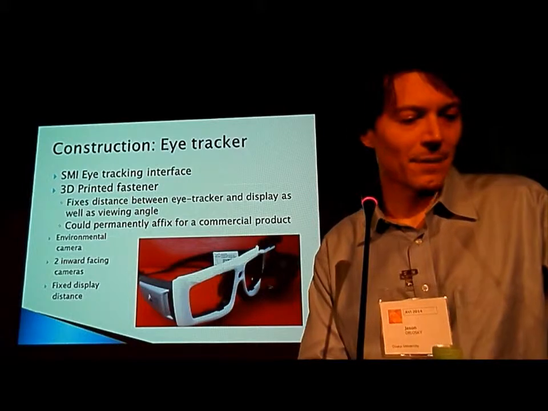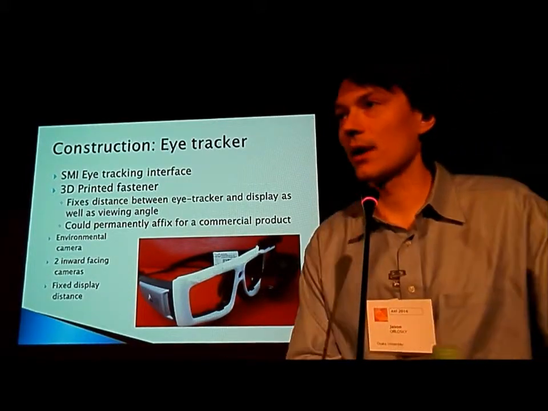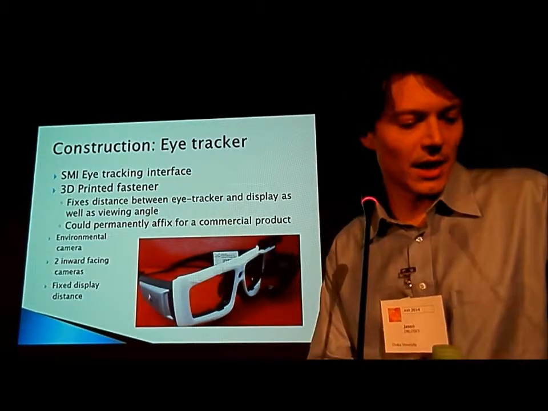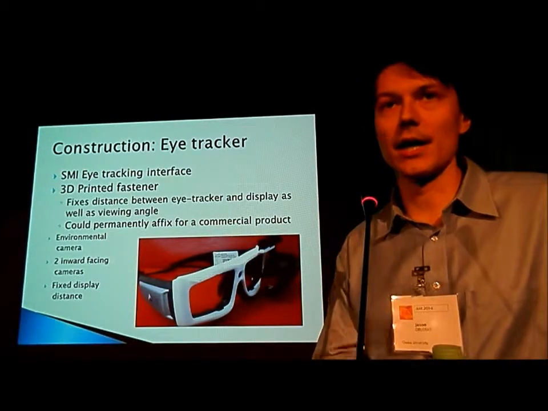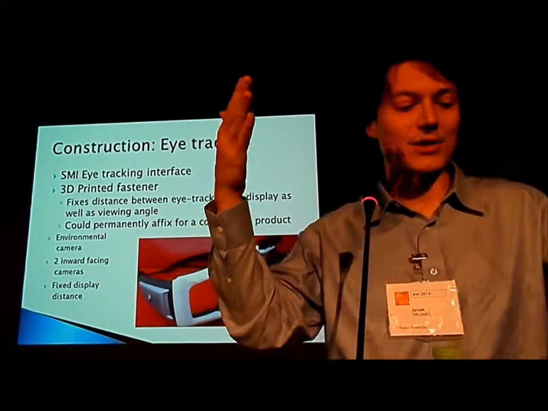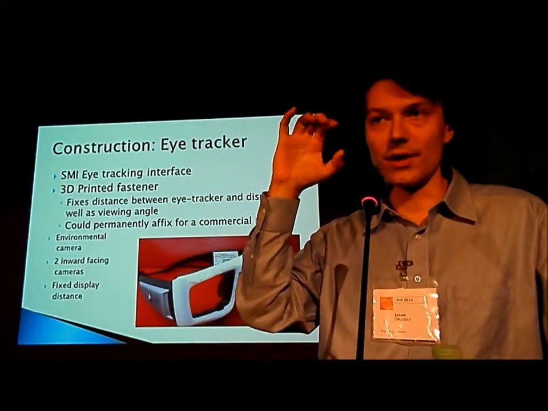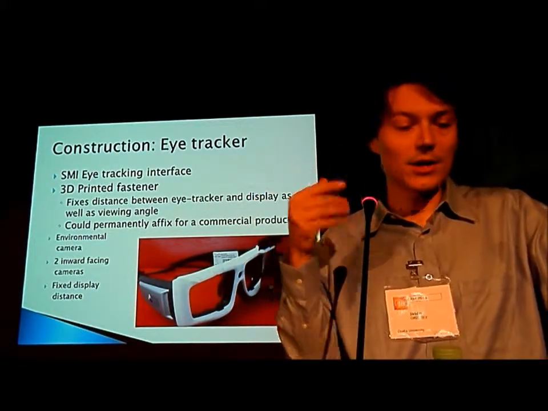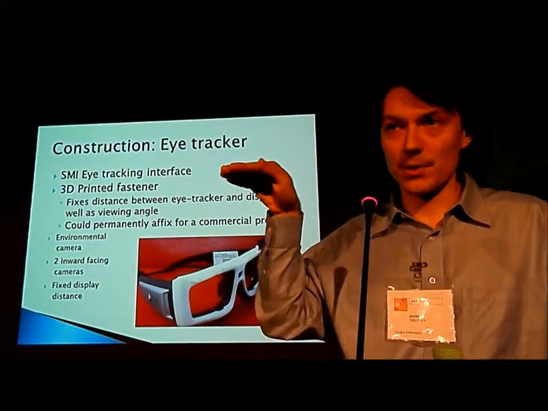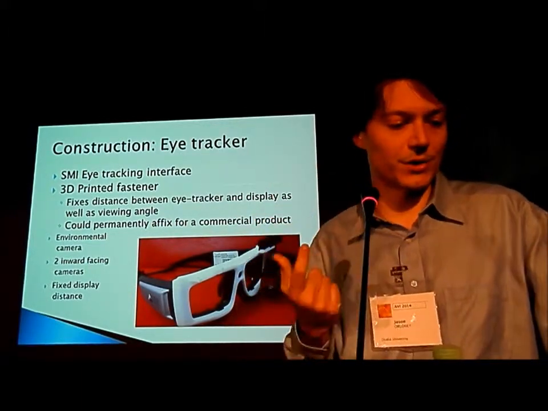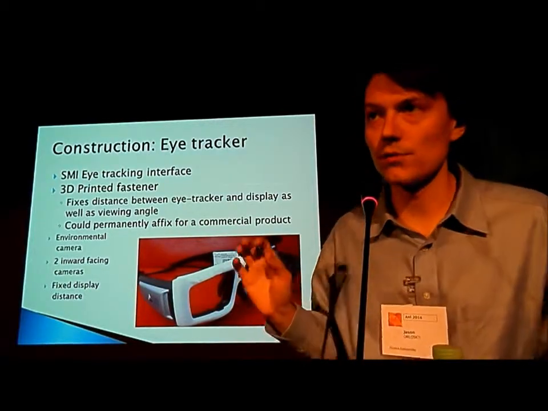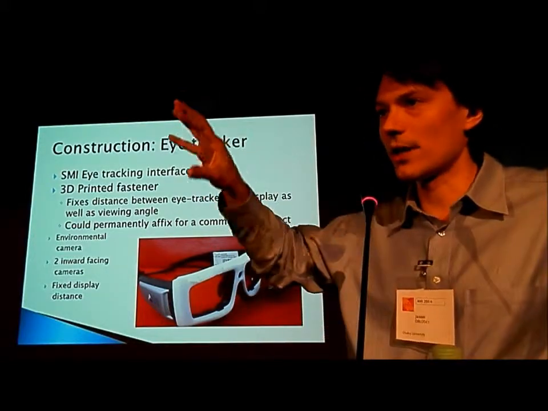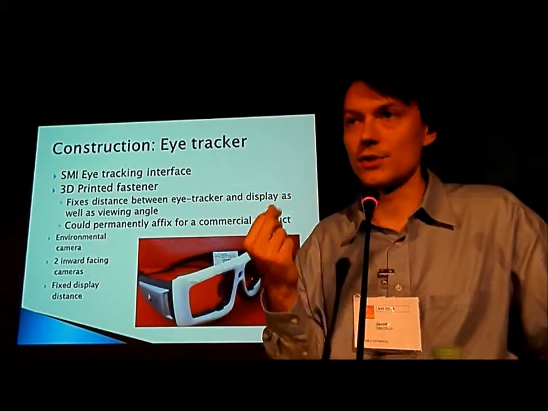The second part is the eye tracker itself, and we chose a commercial product, which is the SMI eye tracking goggles, which is a pretty standard device. The difference is that we have a 3D printed connector that attaches the display to the eye tracking device. So this does a couple things. One, it fixes the distance between the display and the eye tracker, and it also fixes the angle at which people are looking at content, which helps with accuracy in the end. So for those of you that don't know the eye tracking interface, there's an environmental camera, so we know what people are looking at in the environment, and 2 inward-facing cameras to do the eye tracking.